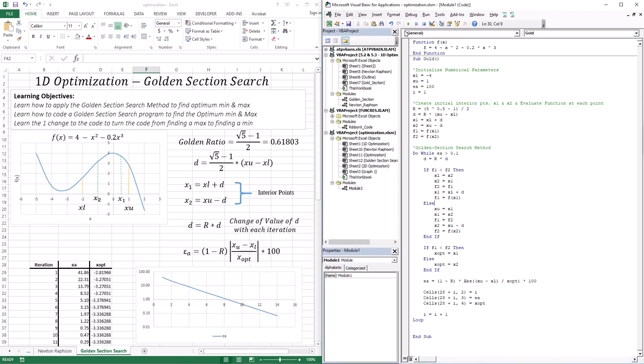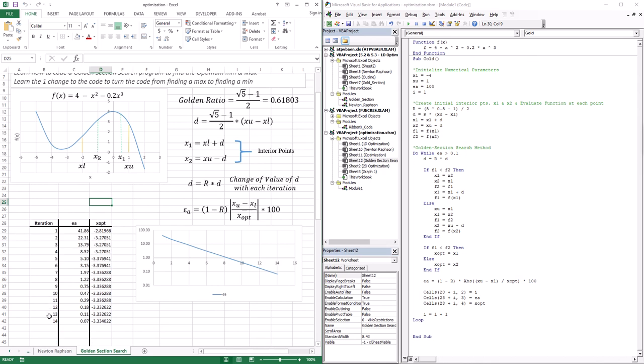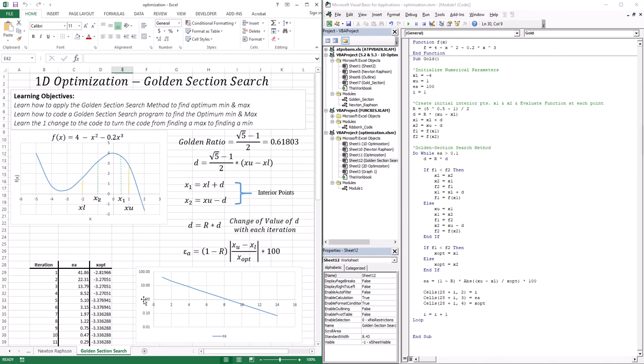So if I run the code, all right, perfect. So you can see that we took 14 iterations, and with this one, you see it didn't have any trouble at all, and it reached an error below 0.1% at negative 3.334. But you can see here, and this is very interesting, that the golden section search technique has a linear convergence, much like the bisection method, as opposed to the Newton-Raphson, which always has quadratic convergence.